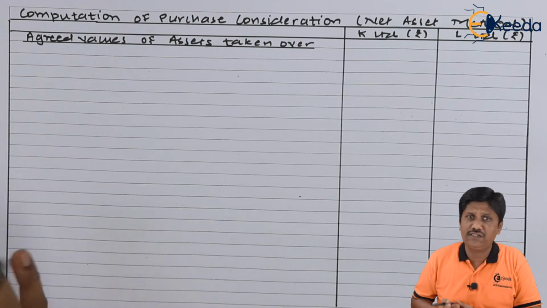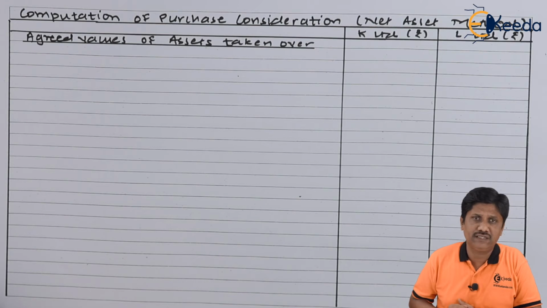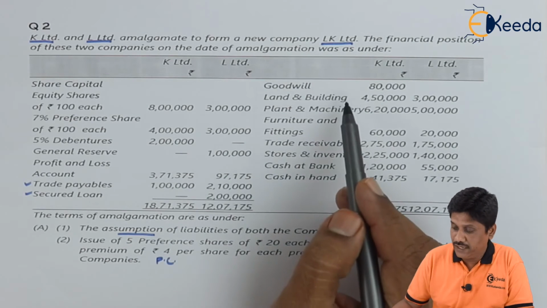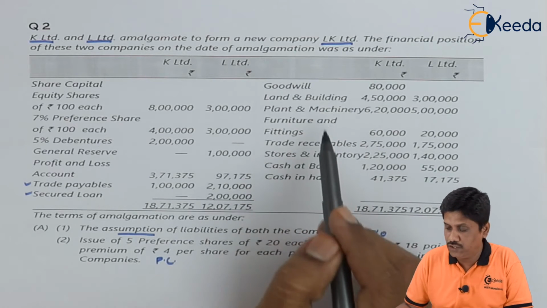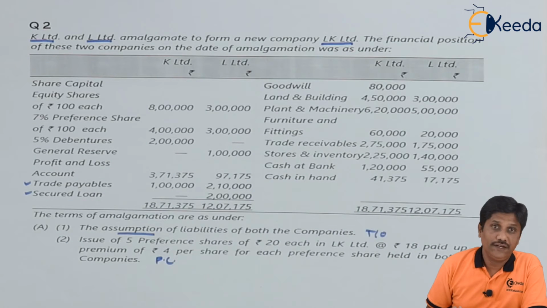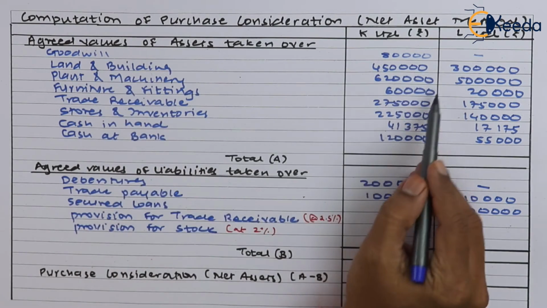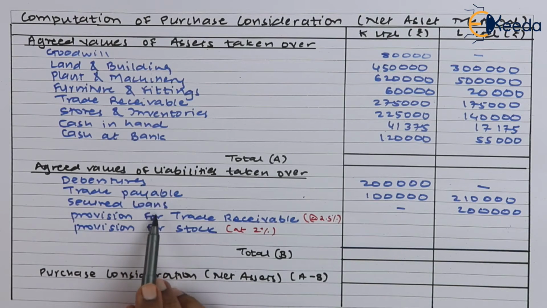So let us write all assets at book value at present, and then we will decide how to write the liabilities aspect. We'll write all assets from here, so I'm copying all assets from this question. Let us start preparation of computation of PC. Friends, you can notice I have recorded all assets from the balance sheet as it is. I have recorded all liabilities from the balance sheet which are taken over at book value.